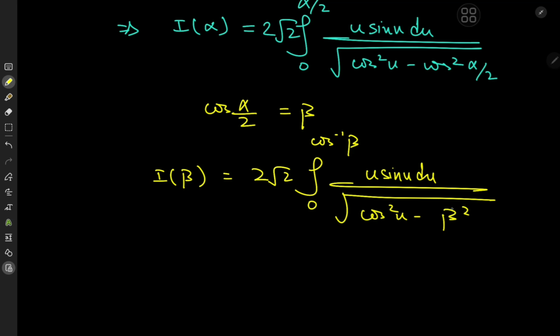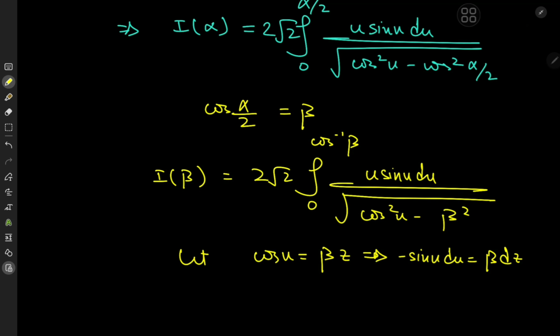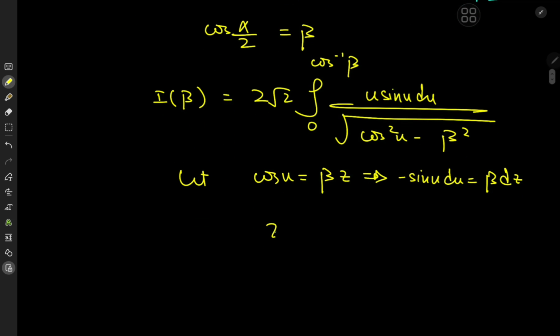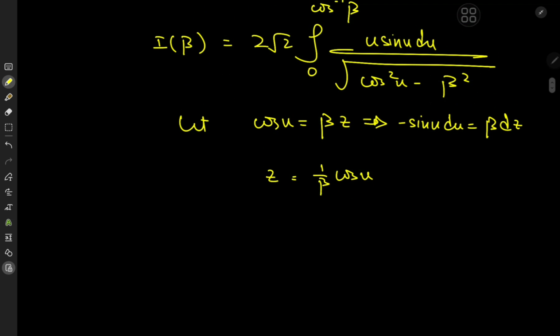And now for the obvious substitution here, we're going to let cosine u equal beta times z, which implies that negative sine u du equals beta times dz. And as far as the limits of integration are concerned, z is 1 by beta times cosine u. So as u approaches the inverse cosine of beta, we have 1 by beta times beta, which is a 1. So that's our upper limit, and as u approaches 0, we have cosine 0, which is 1.